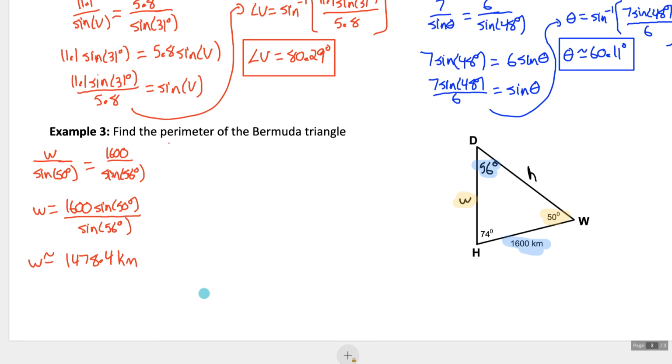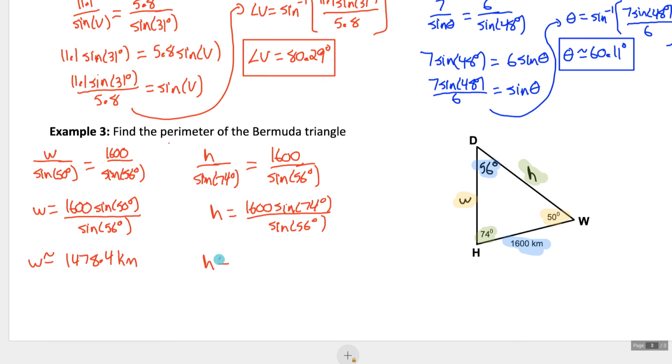If I'm going to solve for h, I'm going to need to use the ratio that involves h and its opposite angle. So I'll need to use h over sine 74. So h over sine 74, and I'll set that equal to another ratio where I know both pieces of information. I know both pieces of information for side D and angle D. So once again, I'll use 1600 over sine 56. And I'll isolate h by multiplying the sine 74 to the other side.